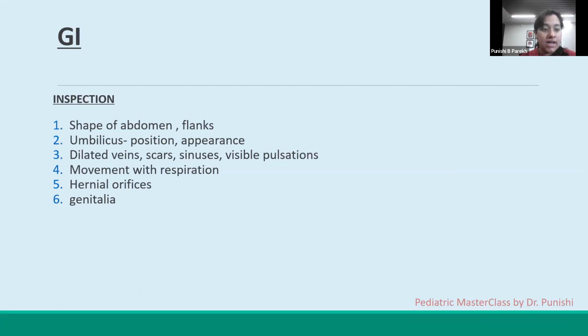Let's quickly move to GI. An inspection: shape of the abdomen was distended, flanks were free. Umbilicus was shifted downwards and slightly transversely stretched. There were no dilated veins, scars, sinuses, or visible pulsations. All the quadrants were moving adequately with respiration. Hernial orifices and genitals appeared normal. So inspection-wise, what I only found was that the abdomen appeared distended and the upper part of the abdomen looked more distended. The umbilicus was shifted downwards and was slightly stretched.